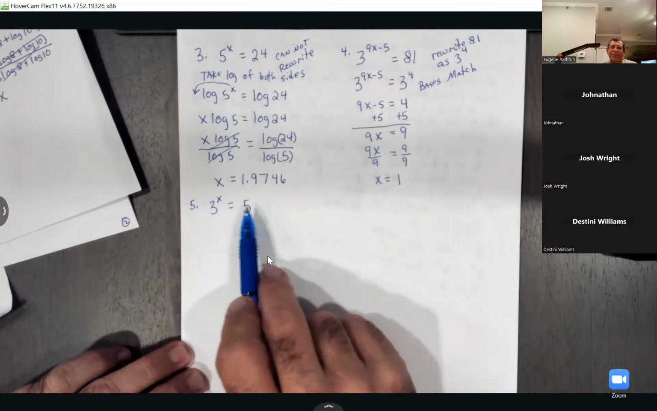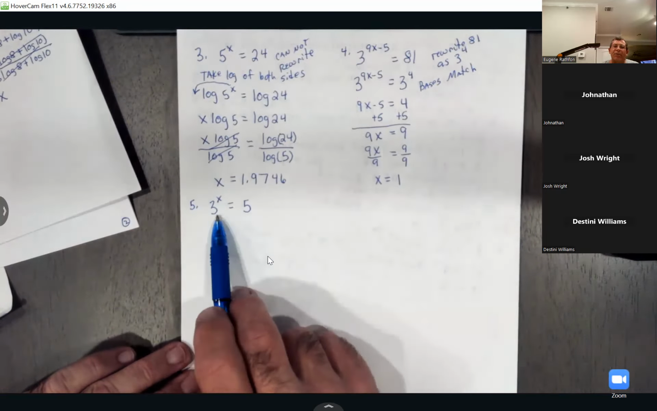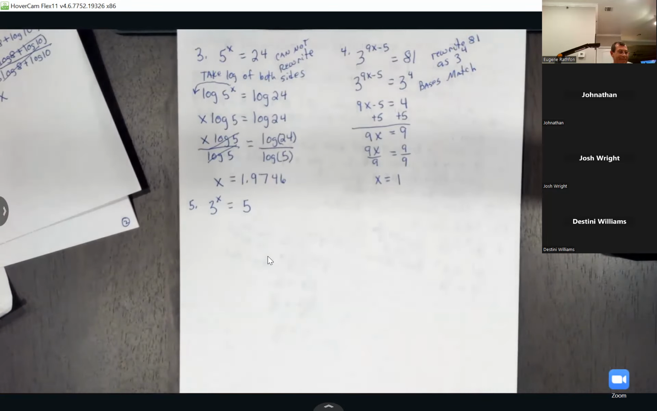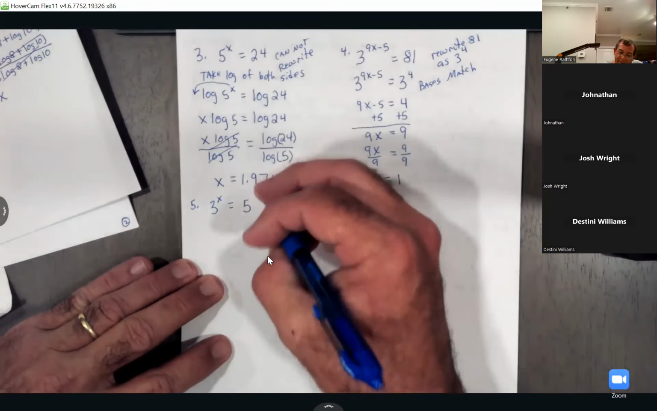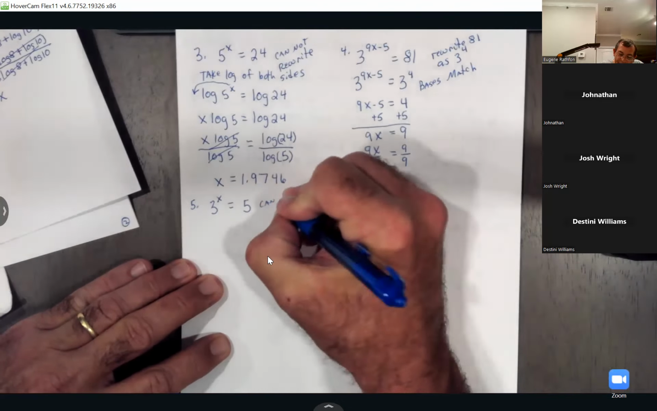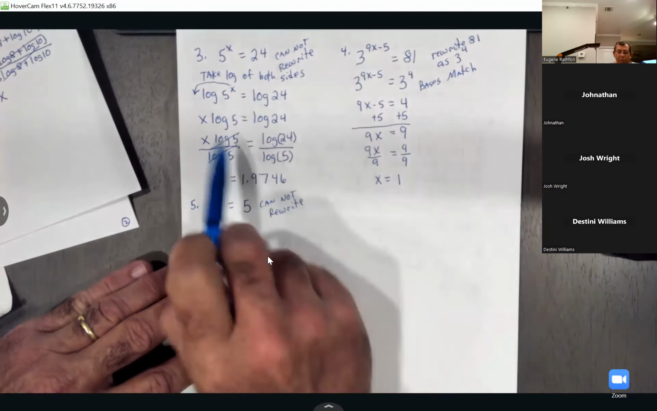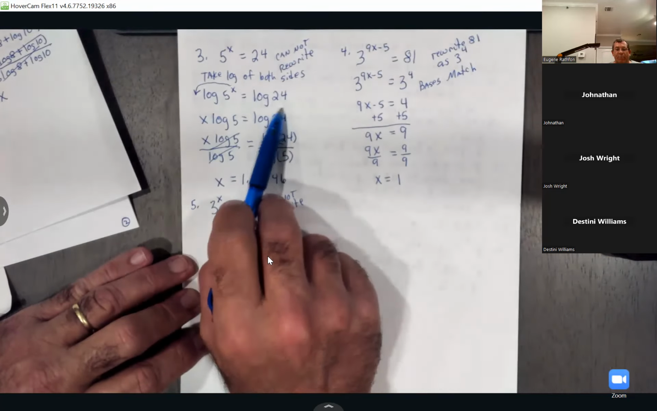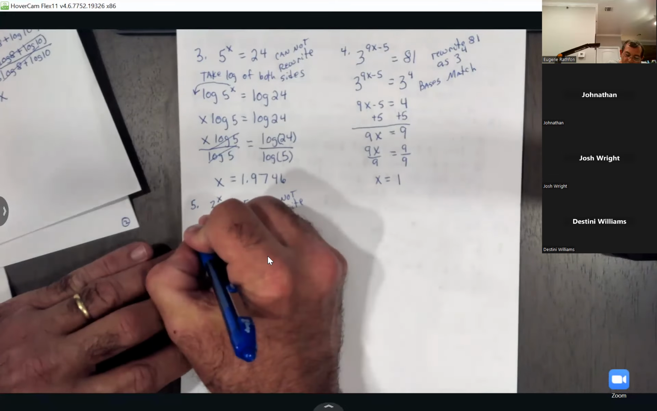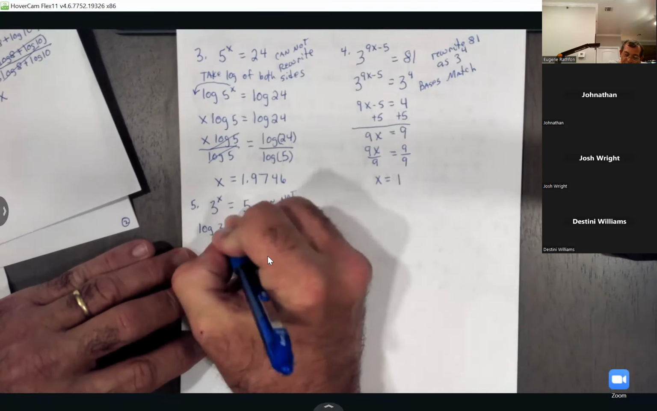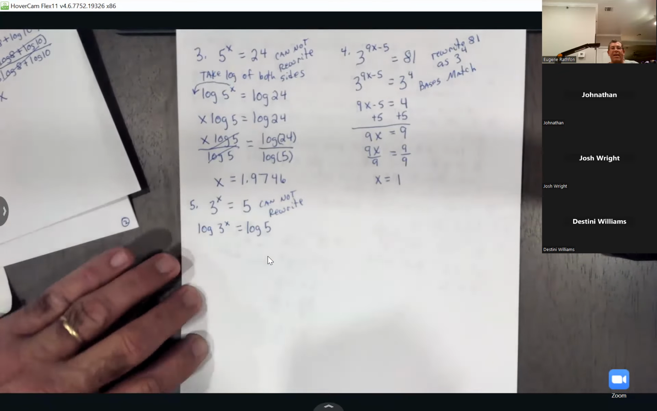I got 3 to the x equals 5. I don't think it's going to be possible to rewrite a 5 using a 3 on this, right? So remember, since we cannot rewrite this using the same base, we're going to jump right into taking a log of both sides of this. So you can't rewrite it, take a log. So we'll have a log of 3 to the x equals a log of that 5.